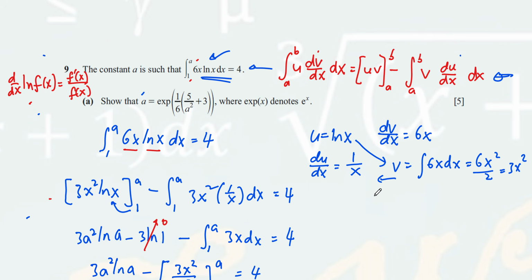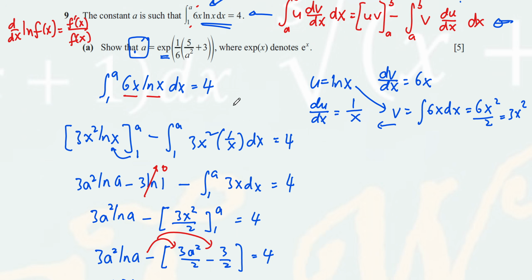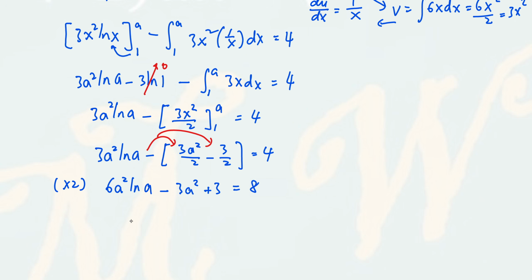Now look at here. Before you get exponential, you must have a ln here, that means a term with the ln a. You must get a term with the ln a before you get a as the exponential. So I will keep the term with the ln a on one side, so 6a squared ln a on one side first, that equals the rest of the terms moved to the right side. These two terms move to the right side, so you will be getting 8 minus 3, 8 minus 3 is 5, so 5 plus 3a squared.